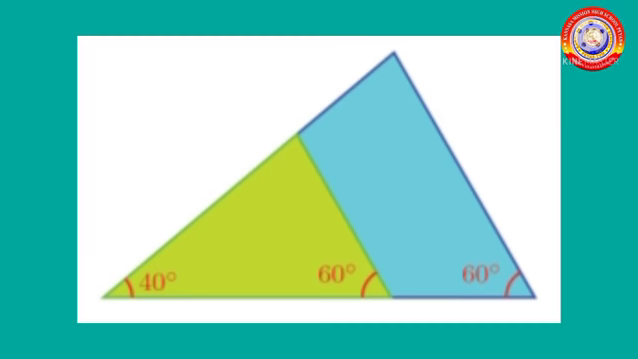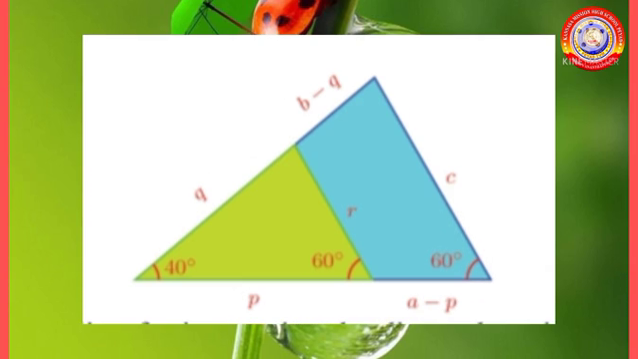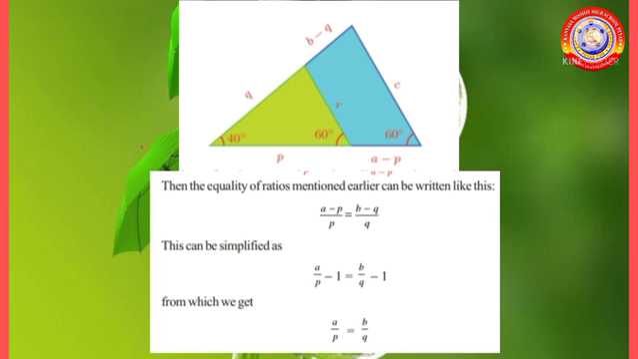Okay. Then, to make this more precise, let's denote the lengths of the sides of the triangle by letters. And when we place one over the other as before, we can mark the distances like this. Then the equality of ratios mentioned earlier can be written like this: (A minus P) by P is equal to (B minus Q) by Q. This can be simplified as A by P minus 1 is equal to B by Q minus 1, from which we get A by P is equal to B by Q.